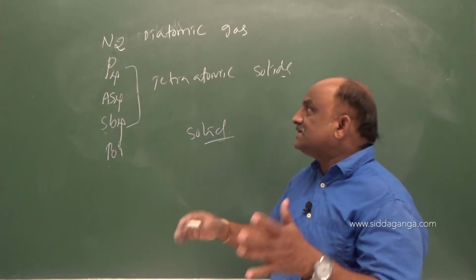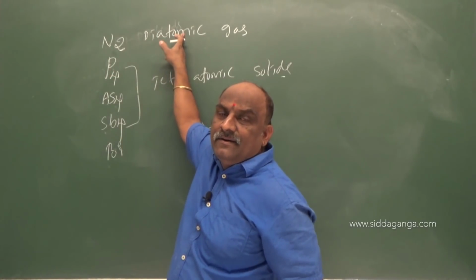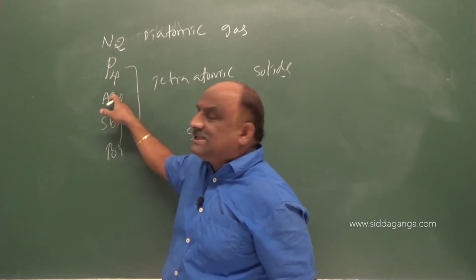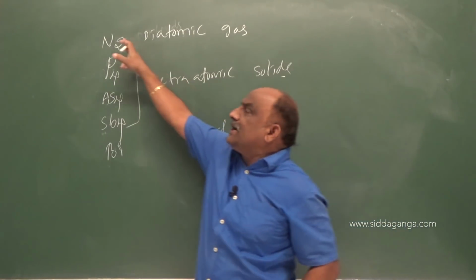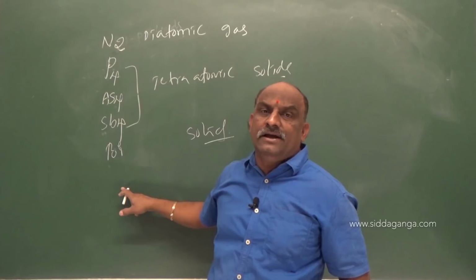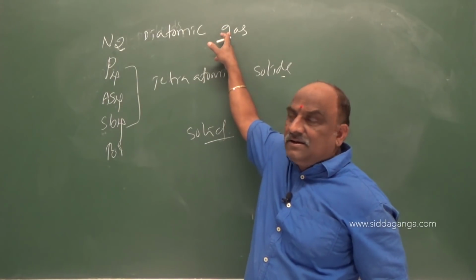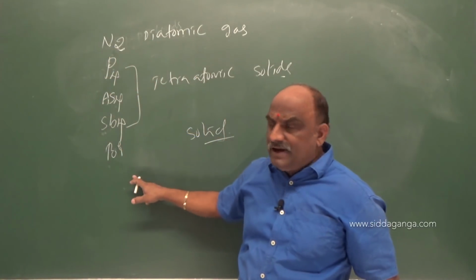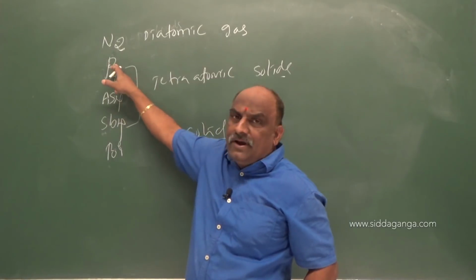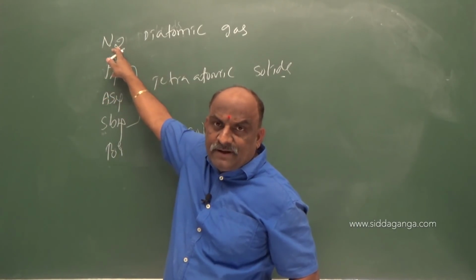And the next point is nitrogen is diatomic. While going to phosphorus, arsenic, antimony, tetraatomic. Except nitrogen, remaining all are solids. Nitrogen only at room temperature is gas. Except nitrogen, remaining all are solids. Remaining all are tetraatomic. While coming to nitrogen, it is diatomic.